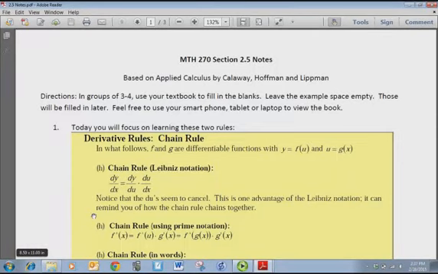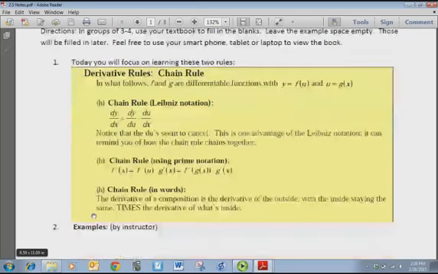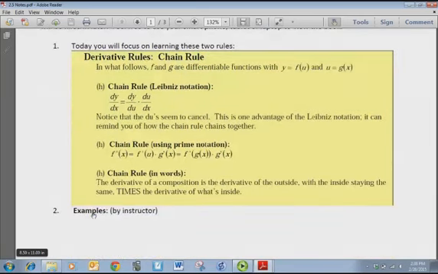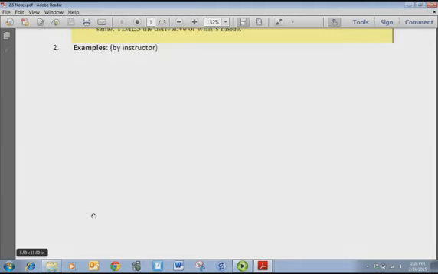Alright, 2.5 is another short section on the chain rule. So here in this yellow table are the chain rule rules. But I think it's easiest to understand the chain rule if you just see an example. So let's skip to examples.